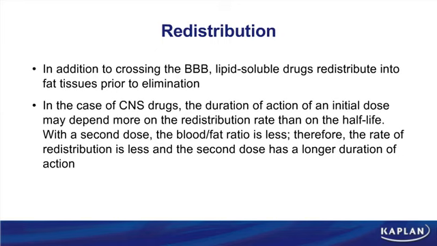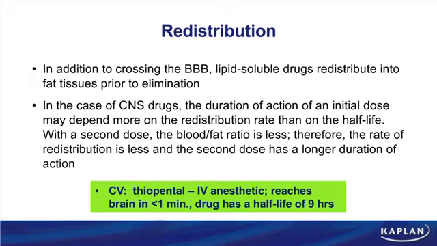The concept of redistribution basically says the drug has been distributed throughout the body, and now it's going to be redistributed. Probably the best example of this is the IV anesthetic thiopental. When you give thiopental IV, it's going to rapidly reach the brain. In less than a minute, you're going to start to see some effects from this drug. So it has a very rapid onset. But what most people don't remember about this drug is it actually has a relatively long half-life. Thiopental has a half-life of 9 hours.